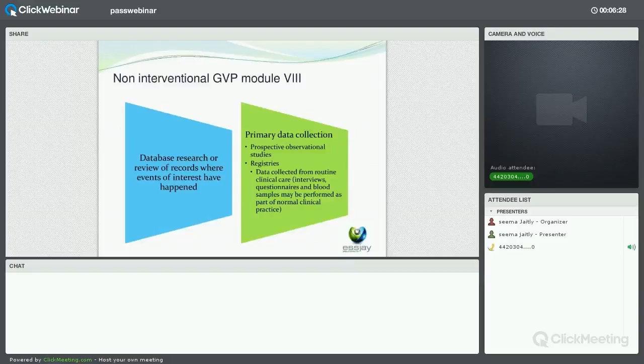So here you can see, if you look at primary data collection, they talk about the prospective observational studies, registries, etc. And they do say, though, data collected from routine clinical care, such as interviews, questionnaires, and blood samples, that would normally be performed as per routine clinical practice for this patient, that would be a non-interventional study, not an interventional study. Then you also have your secondary data collection. So this is where you're looking at databases which have records from GPs, from hospitals, etc., from insurance claims, and you're looking for the event of interest, and that's more secondary data. That's a non-interventional study in itself.